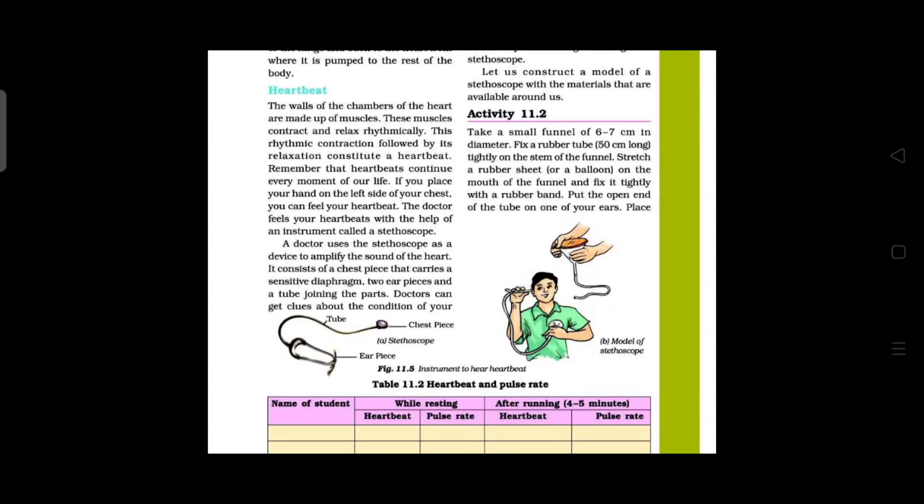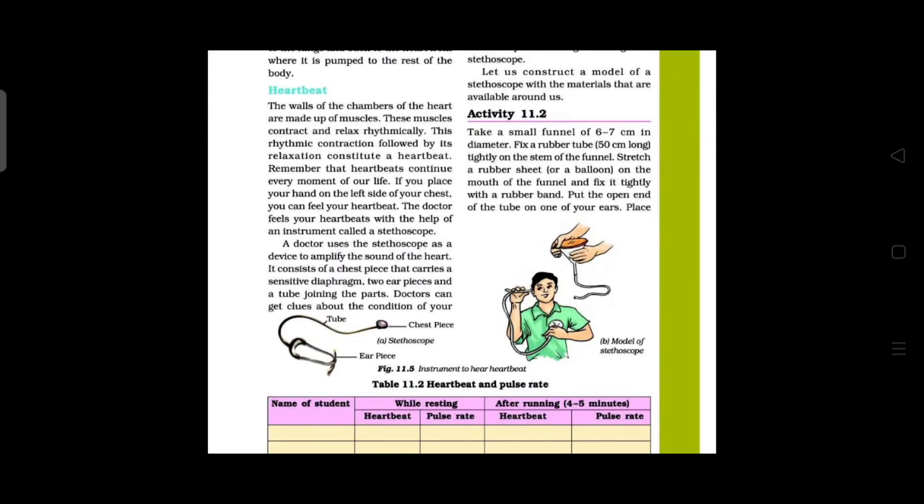A doctor uses the stethoscope as a device to amplify what? The sound of the heart. The doctors use the stethoscope for observing the sound of the heart. It consists of a chest piece that carries what? A sensitive diaphragm, two earpieces and a tube joining the parts. See, there are two earpieces, right?